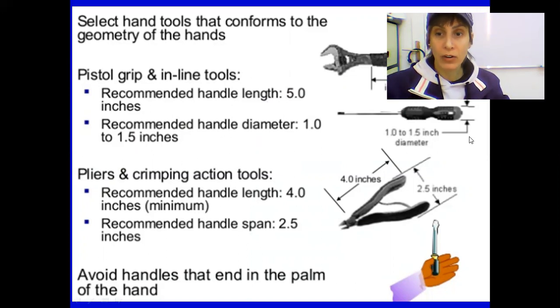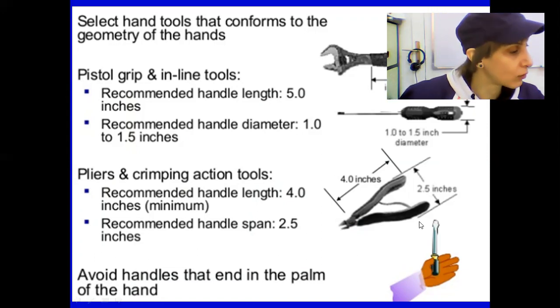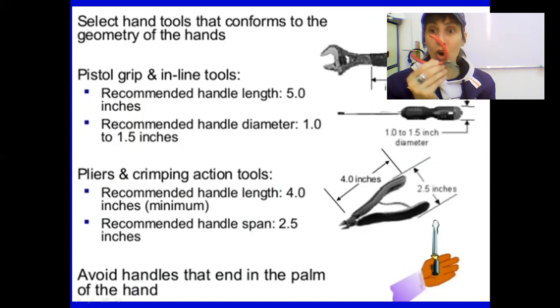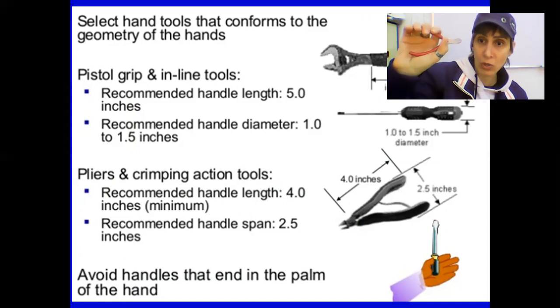The diameter, on the other hand, which is from here, so there is a length for the handle and a diameter, okay? The diameter is 1 to 1.5 inch. This is the recommendation for these kinds of tools. Now, when you have a different type of tool, like this one, you hold it in a different way. So your hand is like this when you hold it.